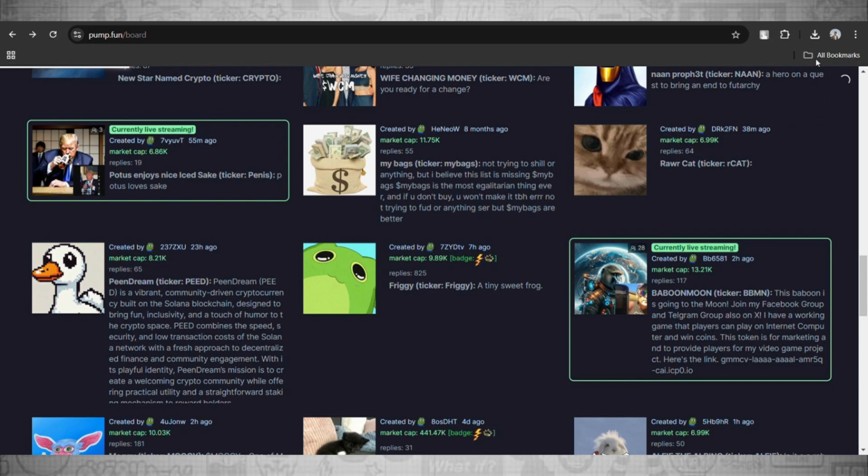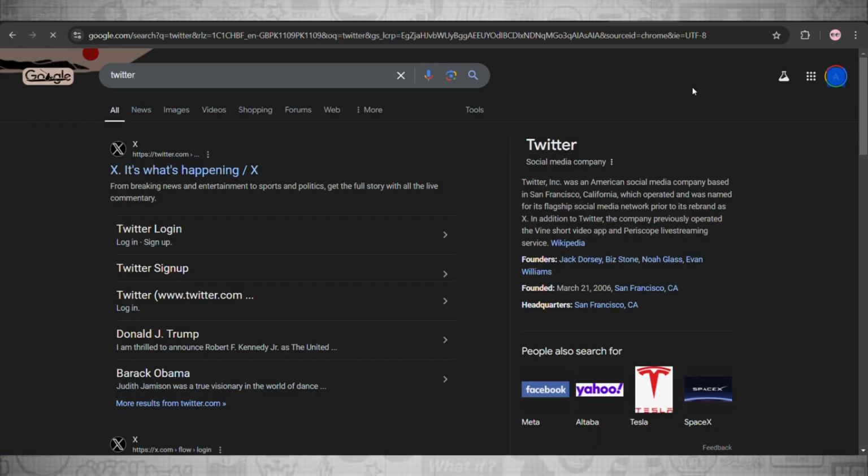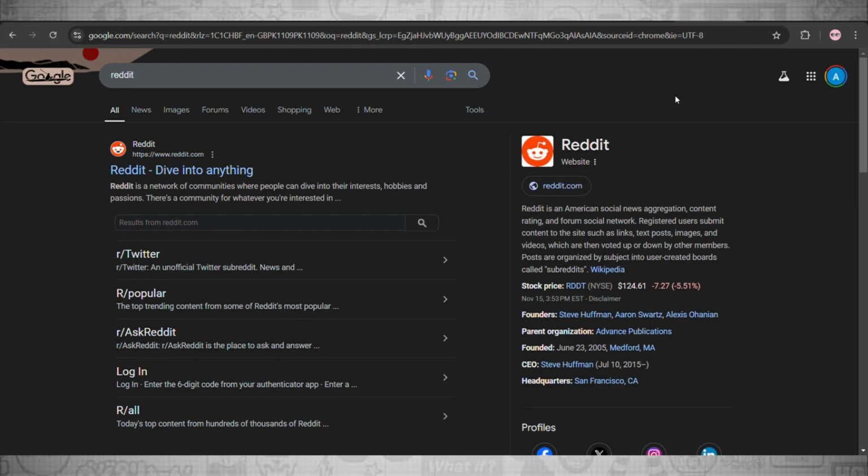Meme coins are heavily influenced by social media, so it's important to check out the community's sentiment. Look for active discussions on platforms like Twitter and Reddit to gauge whether a coin is getting traction.